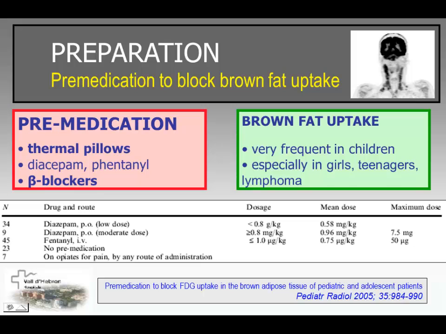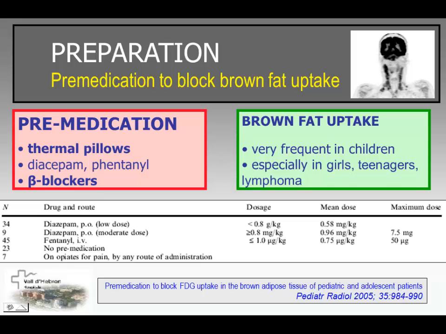And about the pharmacological preparation. The pharmacological premedication is basically in order to reduce in children the brown fat uptake. Usually we don't use a pharmacological premedication. We use only thermal pillows and heat in the room, but sometimes we use beta blockers.